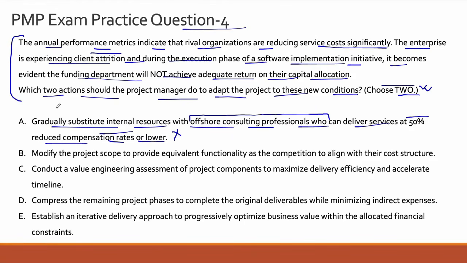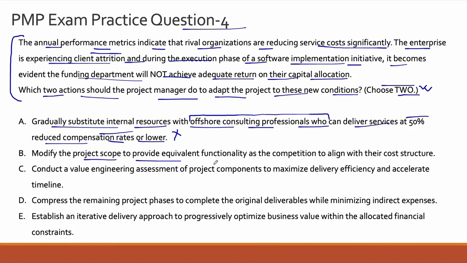And people is not the only parameter that influences the cost of the project, right? So that is why option A is incorrect, because it is giving a very myopic view of how you can reduce cost, which may not be your root cause. Okay, so let's look at option B.